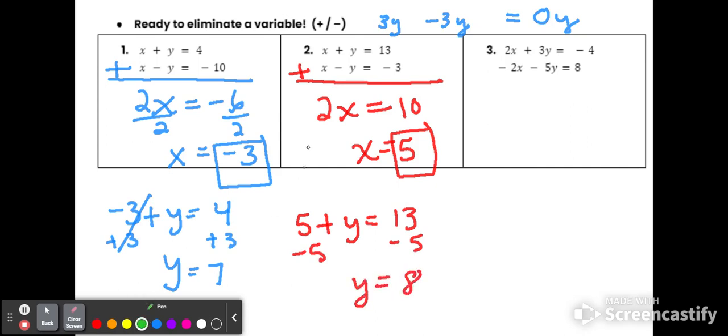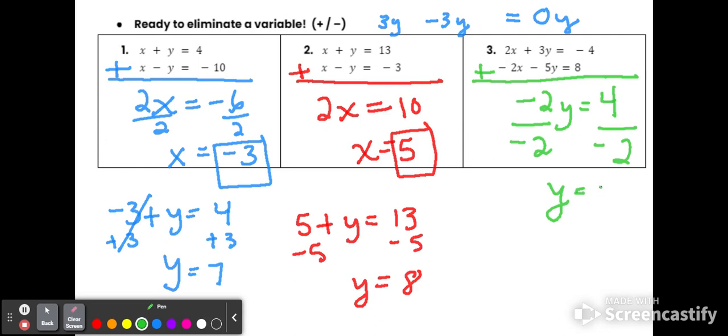All right, let's take a look at one more that is ready to go. We have a positive 2x and a negative 2x. That's what I'm looking for, something that will eliminate itself. So we have positive 2x plus negative 2x is 0x. I don't even need to write it. Positive 3y plus, or total it up with, negative 5y, is negative 2y. 8 and negative 4 totals to 4. Divide by negative 2, and we have y equals negative 2.